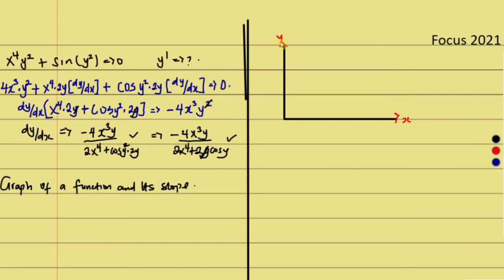x-axis and y-axis. We are trying to analyze the graph of a function and its slope. Already discussed in early classes that when you talk about a slope of a graph or a function, we represent the function by y equals f of x. Always keep that in mind, please. This is very, very important.